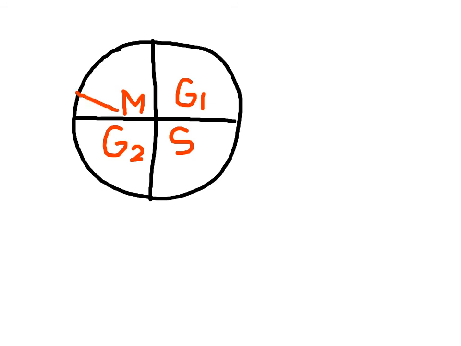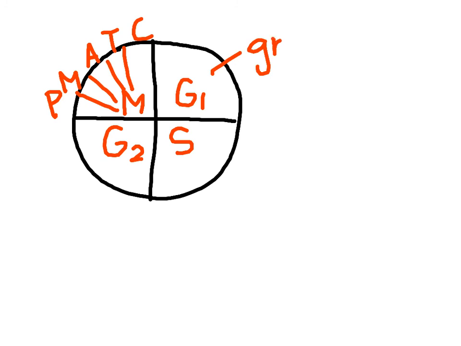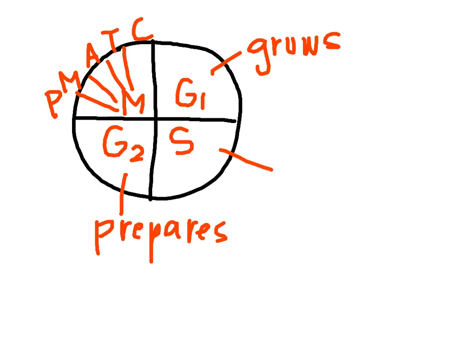The M phase is mitosis. It has the 4 stages of mitosis and cytokinesis. So it has prophase, metaphase, anaphase, telophase, and cytokinesis. G1 is where the cell grows in size. It increases in mass. G2 is where the cell prepares for mitosis. And the S phase, which is what we're going to be talking about today, is where DNA replication happens. So the DNA is going to copy itself.